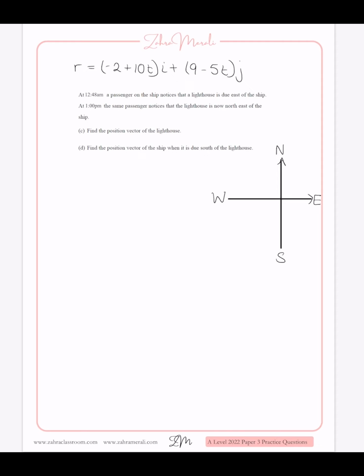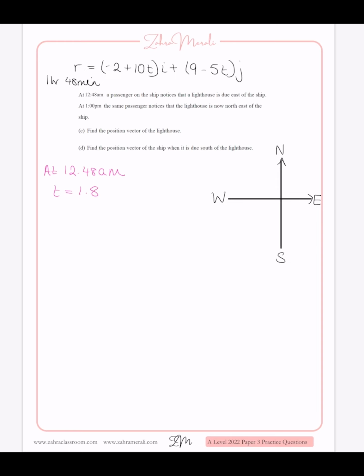Okay, we know at 12:48, what is t? Remember, we started at 11 a.m. So we've got 1 hour and 48 minutes. So I would write at 12:48, t equals 48 over 60, which is going to give you 0.8. So t equals 1.8 hours.